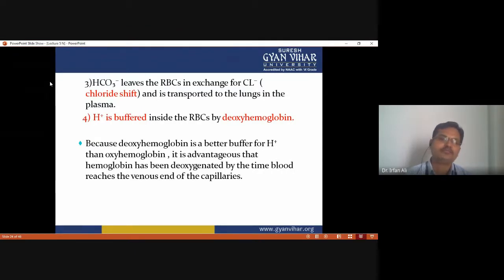and is transported to the lungs in the plasma, and the hydrogen ion is buffered inside the RBC by deoxyhemoglobin, because deoxyhemoglobin is a better buffer for hydrogen ion than oxyhemoglobin. It is advantageous that hemoglobin has been deoxygenated by the time blood reaches the venous end of the capillaries, which is essential for oxygen and carbon dioxide transport.